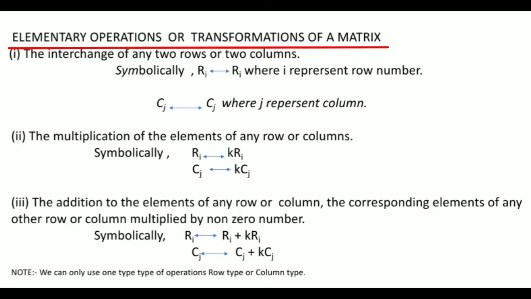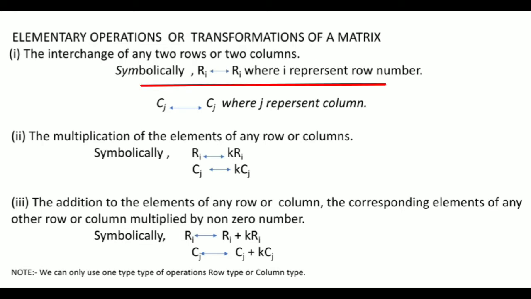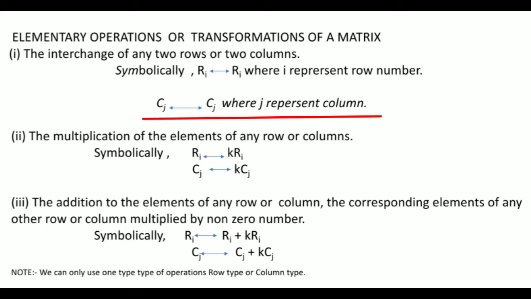Now we talk about elementary operations or transformations of a matrix. The first one is we can interchange any two rows or two columns of a matrix. Symbolically, we represent this operation as R subscript I, sign of interchange, again R subscript I, where I represent row number. We can also do this same thing with columns, where subscript J represent column number.